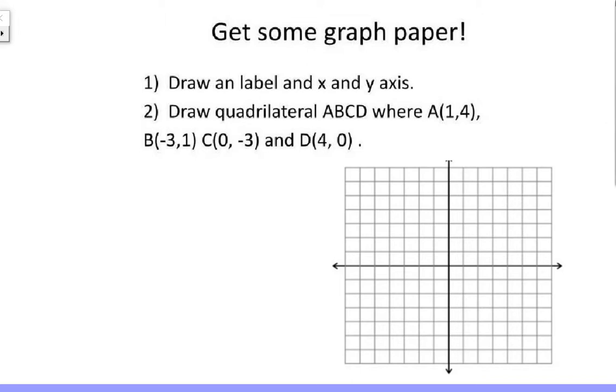And if you don't have a piece of graph paper, just sketch one out on your paper. We have our x and y axis here. We want to draw a quadrilateral, which starts at 1, 4 for A. So 1, 2, 3, 4 right there. So there's point A at 1, 4, and point B is at -3, +1. C is going to be at 0, -3. So there's point C at 0, -3. And D is going to be at 4, 0 right there. So at 4, 0 for point D. That's what we're starting things off with.